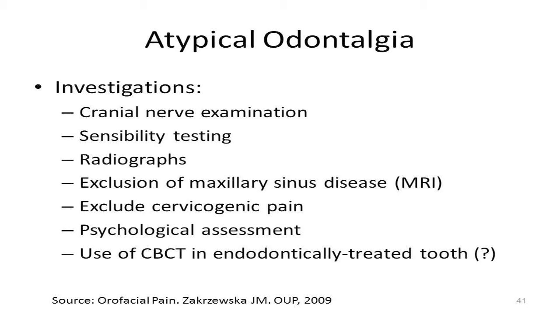Psychological assessment is also very important, and increasingly we're using cone beam CT scanning to look at endodontically treated teeth, that is teeth where the nerve has been removed and filled with an artificial material, because sometimes there's a bit of infection still left around those teeth and it's only the detailed cone beam CT scanning that can actually pick that up. So again, liaising with your dental colleagues, very important.